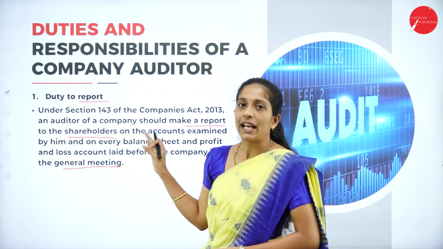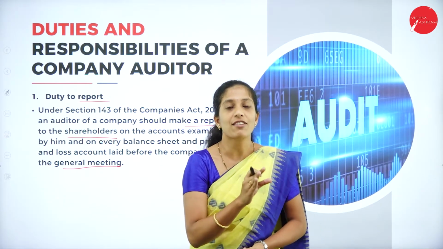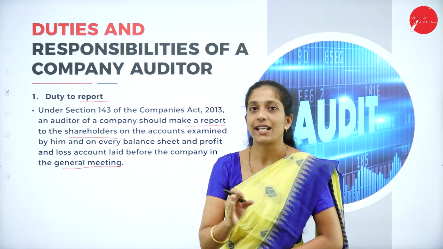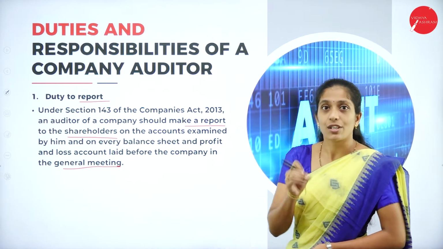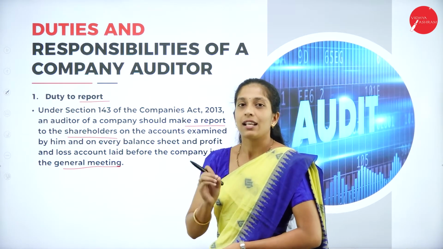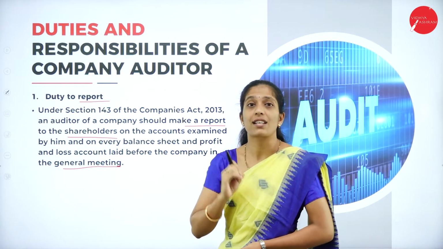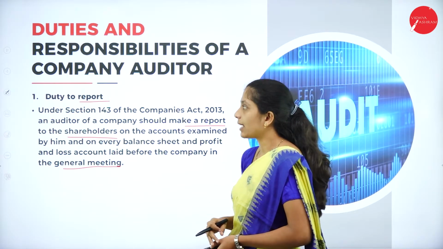Now, being an auditor, he has a right to report about the financial statement to the shareholders of the company and give explanations in the general meeting of the company, because his duration is only till the next general meeting. Till then he has to examine each and every book of account, present the audit report and give explanations in the general meeting.